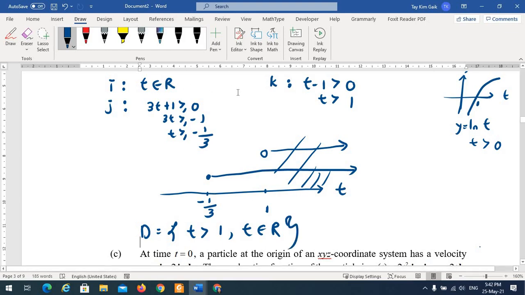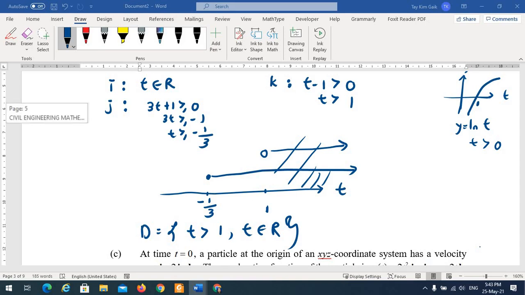To find the domain of a vector valued function, you have to find the domain for each component and then find their intersection. Component j says t greater than or equal to negative 1/3, included, that's why it's a dark point. This one is not filled in, meaning 1 is not included. So the intersection will be t greater than 1. This is the result for the domain.